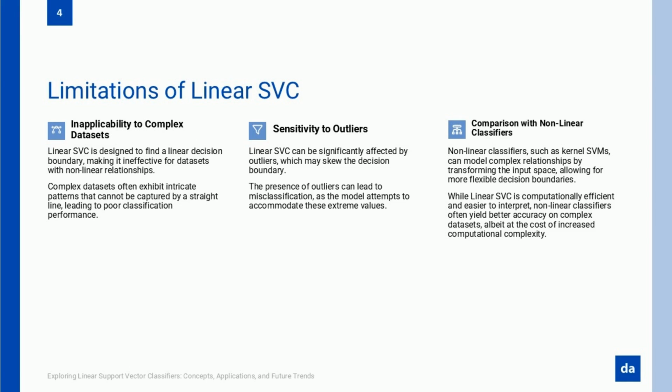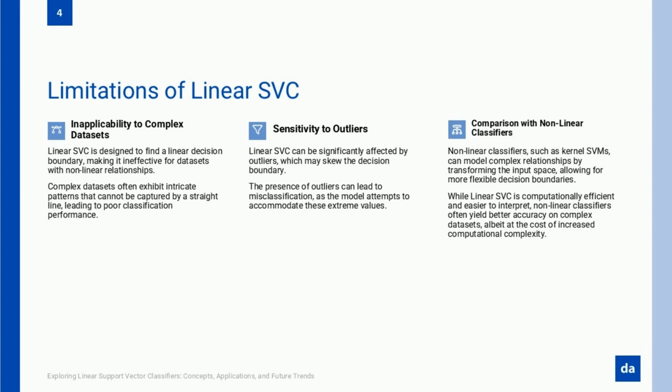Another significant challenge is sensitivity to outliers. Linear SVC focuses heavily on the data points closest to the boundary, the so-called support vectors. But if an outlier sits far away from the rest of the data, it can pull the decision boundary disproportionately in its direction. This means that a single extreme or irrelevant point can drastically affect the model's accuracy, making the results unreliable unless the data is carefully pre-processed to remove outliers.